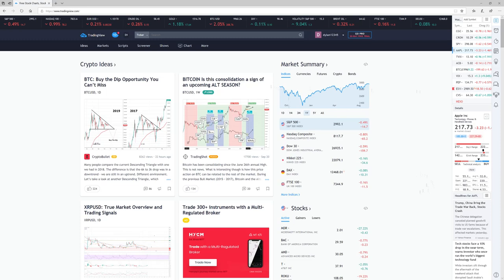Aside from that, I do like buying some breakouts, or what I usually do is buy the retest of a breakout. So let's say the stock is in a triangle pattern, an ascending triangle for example, and it breaks out.